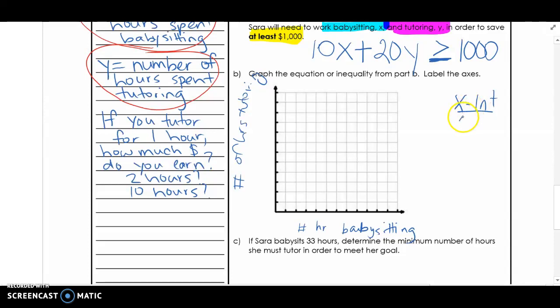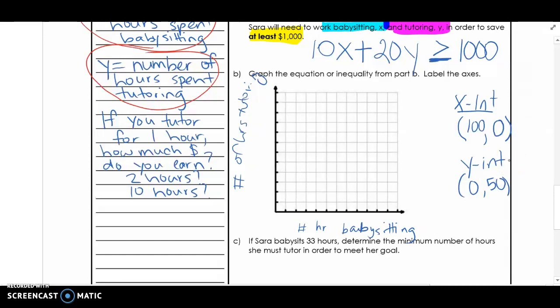So remember, the X intercept is a point on the X-axis, and all the points on the X-axis have a Y value of 0. If I substitute 0 for Y, I'm left with 10X equals 1,000, and therefore X would be equal to 100. To find the Y-intercept, you would substitute 0 for X. When you substitute 0 for X, you're left with 20Y equals 1,000. And if 20Y equals 1,000, divide by 20, and Y would equal 50.